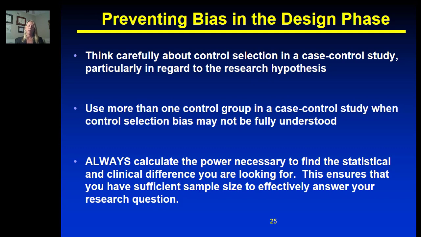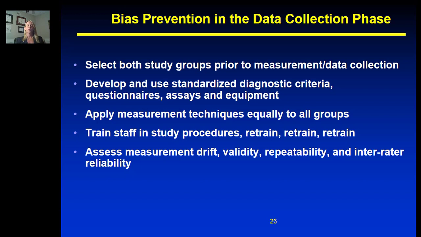And then from a statistical perspective, it's always important to have pre-specified our power calculations so that we have an adequate sample size to actually measure what we're looking for. With respect to bias prevention during the data collection phase, we can ensure that we select study groups prior to the knowledge of either their exposure or their outcome. We will develop and use standardized tools to collect either the outcome or the exposure, depending on the study design. Importantly, those measurement techniques are applied equally and uniformly to all of the groups in our study.